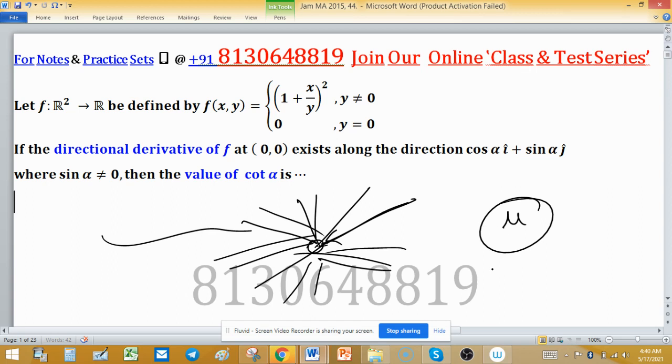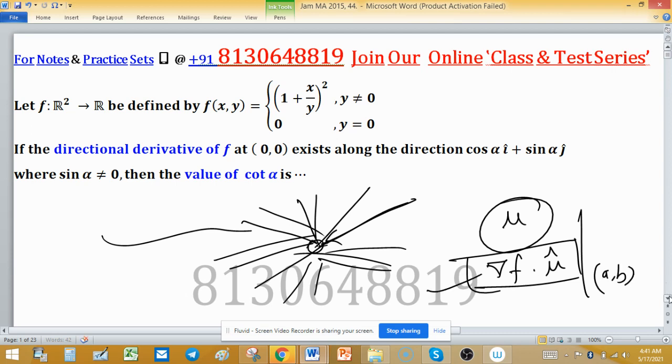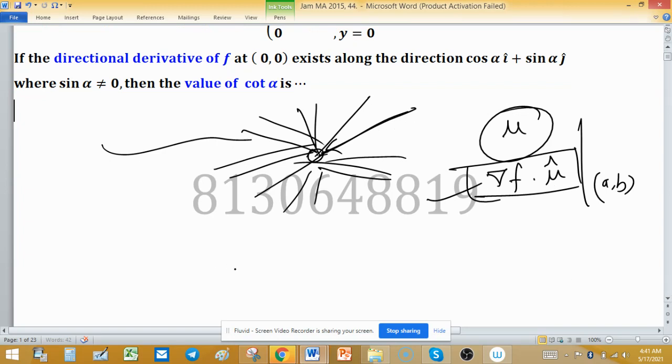Also, we have two types of formula. For existence, we use a limit concept. If we are going to normally find the directional derivative, then del f dot product with the unit vector, at a point, say (a, b), will give the directional derivative. In the case of limit, when you say the directional derivative exists or not, it is the limit as h tends to 0 of f of c plus uh minus f of c, divided by h.